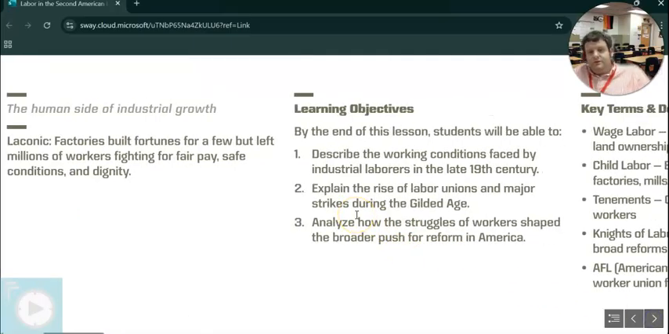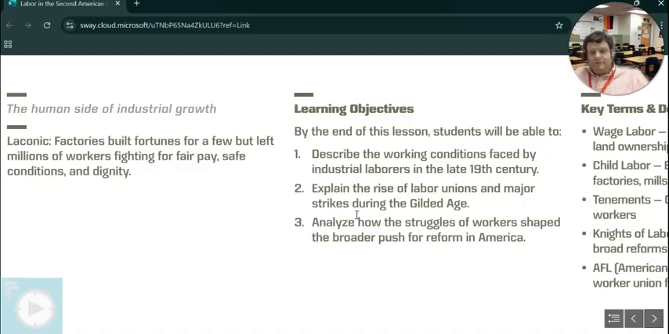Laconically put, factories built fortunes for a few but left millions of workers fighting for fair pay, safe conditions, and dignity. This was a difficult age. It was an impressive age of incredible innovation, but these things come at a cost, and somebody's paying it. Well, that's what we're looking at today.